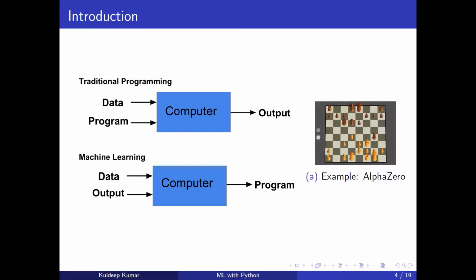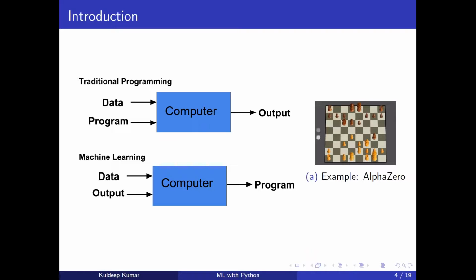So what is different for machine learning compared to traditional programming? Giving a very broad overview, in the case of traditional programming, you will have data, and you feed it in as well as you write your program, and you will get an output.